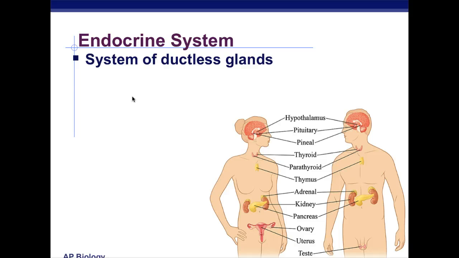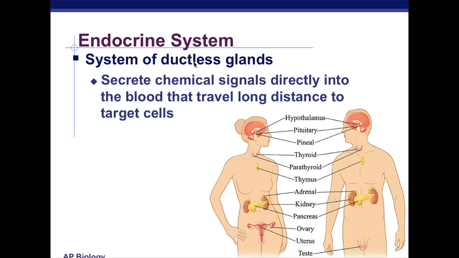So endocrine system is a system of ductless glands, meaning ductless means that they're not gathering the hormone, but yet secreting them out into the blood. So secrete chemical signals directly into the blood that travel long distances to target cells. And so you can have a hormone that is produced in one part of the body affect cells throughout the rest of the entire body.